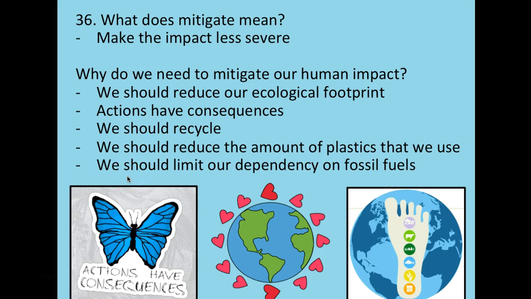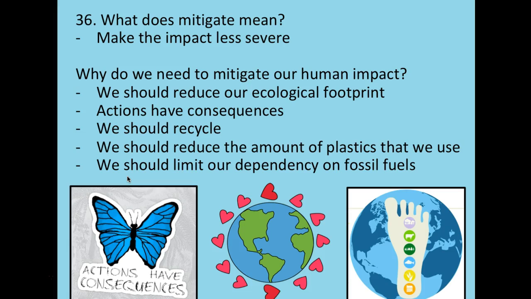36, what does mitigate mean? So mitigate just means to lessen the impact of our actions, basically, make the impact less severe. So how can we mitigate the human impact? So humans impact the environment negatively in a lot of the things that we do. So we should be conscientious of our actions, basically. We need to take steps to reduce our ecological footprint. We need to realize that actions have consequences.